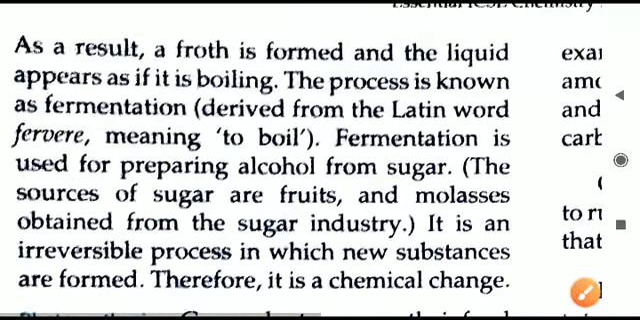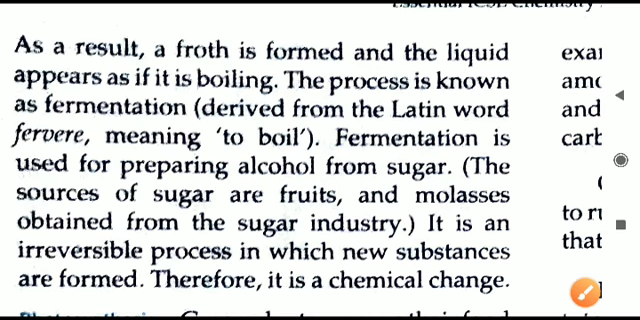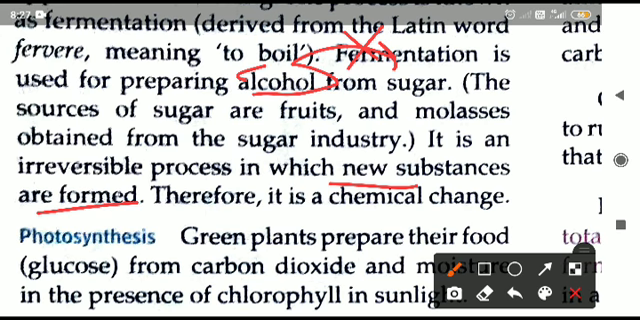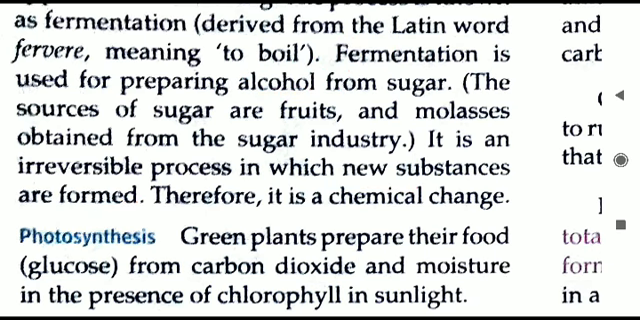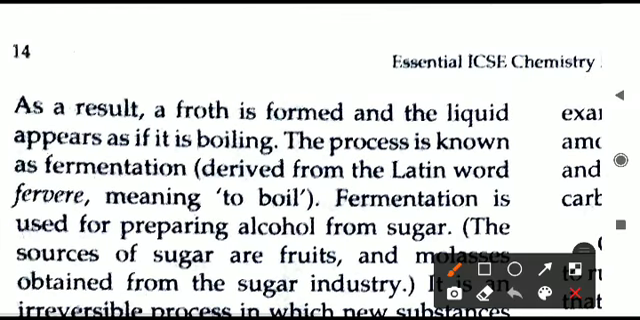This process is actually a chemical change. What is it used for? Here the definition is given, you can just mark it in your book. It is used to prepare alcohol from sugar. So this process is a chemical change. A new substance is coming in the process. From the sugar we are getting alcohol, that is a new substance. Also, from the alcohol we cannot get sugar. Once sugar converts into alcohol, it will not reverse again. It is an irreversible process, and because of this we can say fermentation of sugar to produce alcohol is a chemical change.